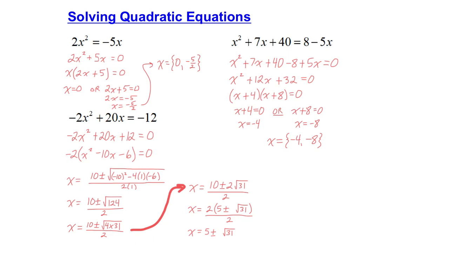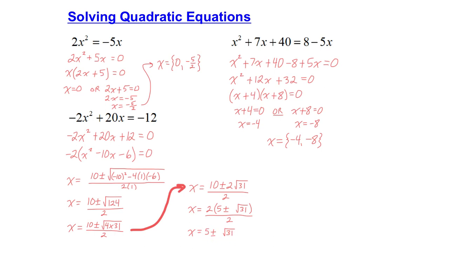I start factoring. Oh, I can't factor this any further because I can't find two numbers that multiply to negative 6 and add to negative 10. So I will use the quadratic formula. A is 1, B is negative 10, C is negative 6. Plug in my numbers. And as you look through my work here, you can see I'm simplifying my radical the same way I did in the previous examples, and then this is my exact answer.